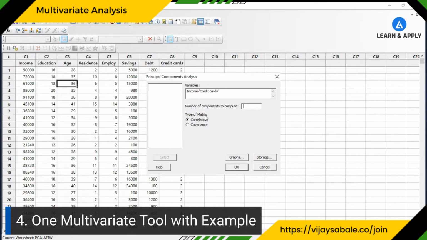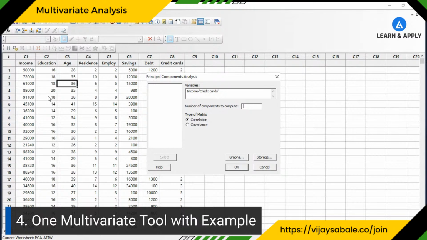And there is a type of matrix. There are 2 types of matrix. The first one is called correlation and the second one is called covariance. The correlation type of matrix is used when the scale of the variables is different. For example, if you see our data, the income scale is different. The minimum value we are getting here is around 21,240 and the higher value is around 91,100, right? So there is a huge scale.